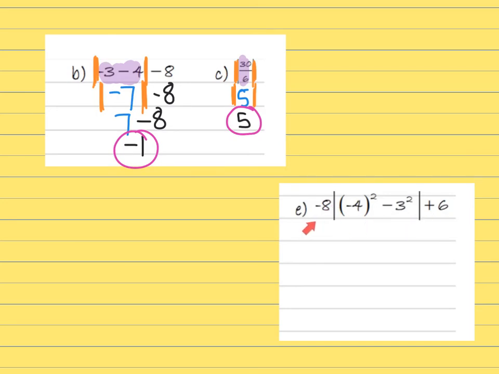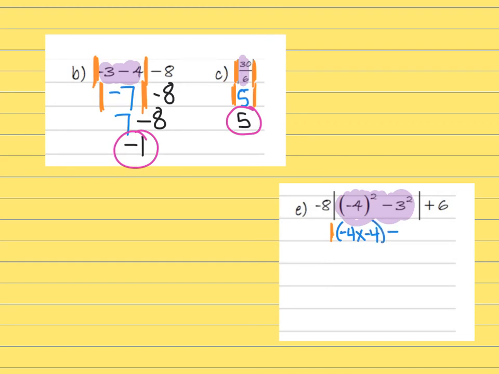So now we have one that's a little bit longer, but we're still going to apply all the same rules. The first thing I need to do is look at what's inside the absolute value sticks and brackets and do that first. So I'm going to put the bracket down, and then inside, since this -4 is surrounded with parentheses and then the exponent, this means negative 4 times negative 4. So I'm going to write that out. Negative 4 times negative 4.